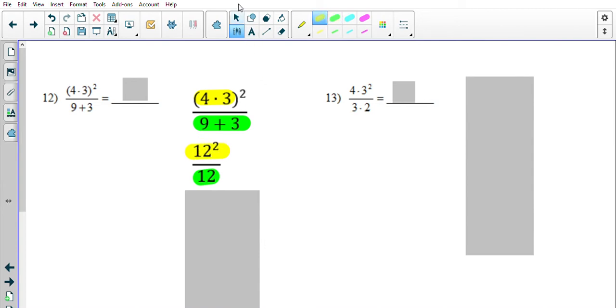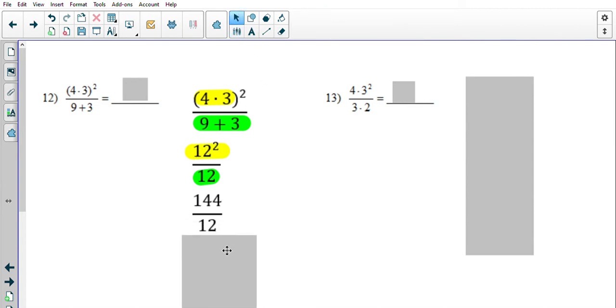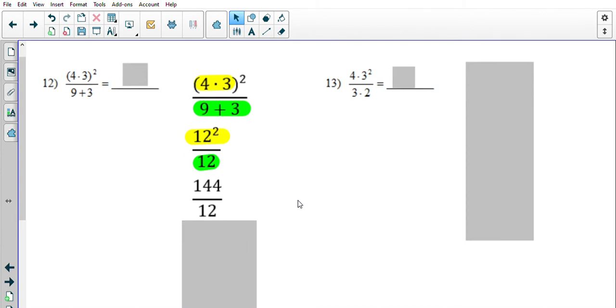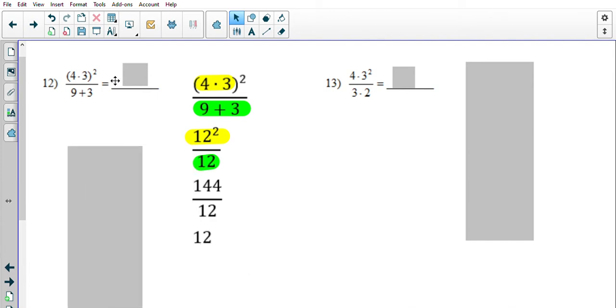Next thing, let's do 12 to the second power. 12 to the second power is 12 times 12, or 144. So I have 144 over 12. Remember that fraction bar represents division. 144 divided by 12 is a final solution of 12.